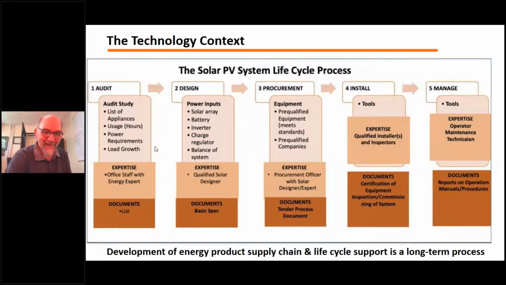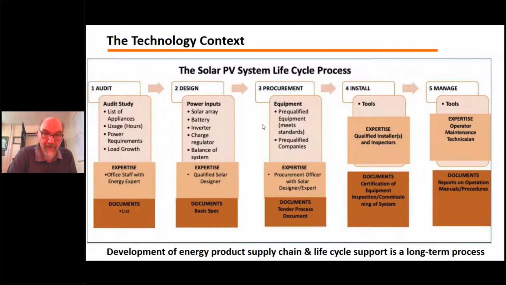We had to do this in Mindanao recently, and it was a disaster because we had to use lay people because we couldn't move because of COVID. And there's documentation for this process. Design. Once you've done the audit, it needs to go to someone who can design a solar system, and I think we'll be hearing more about that in the next session. So we need to design the solar array, battery, inverter, charge regulator, and balance of system, and that needs a qualified solar designer. And there's a document that comes out of that.